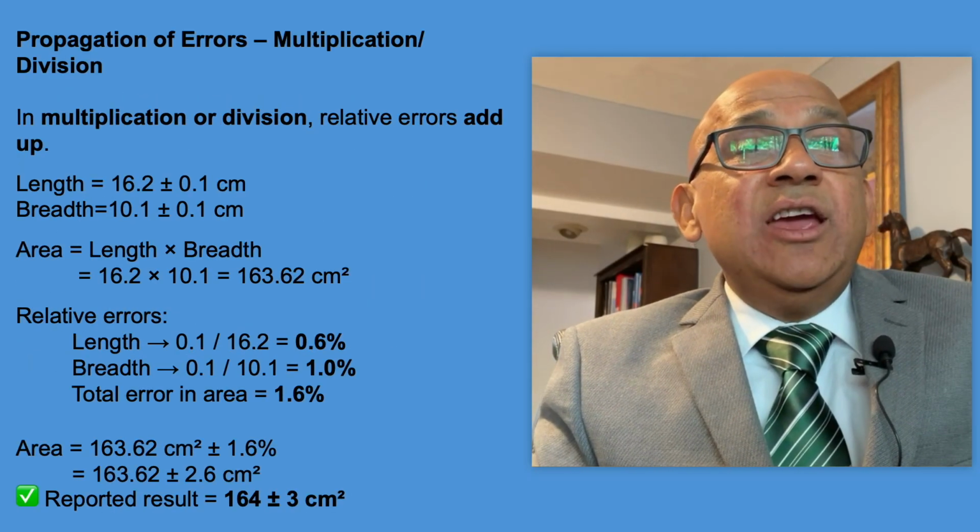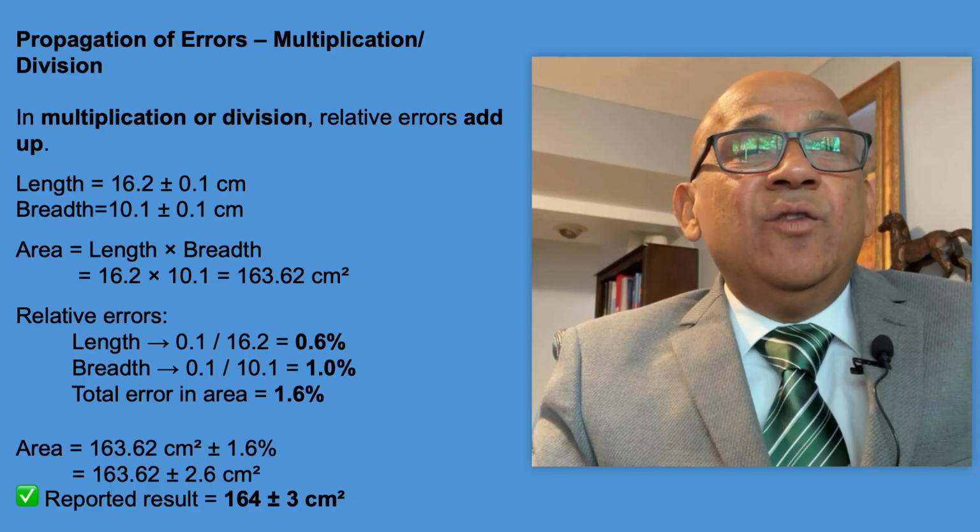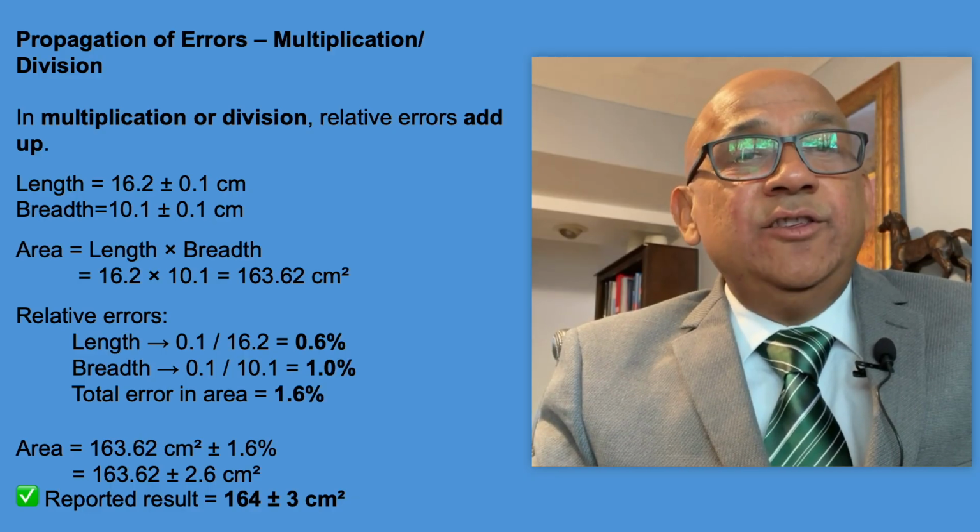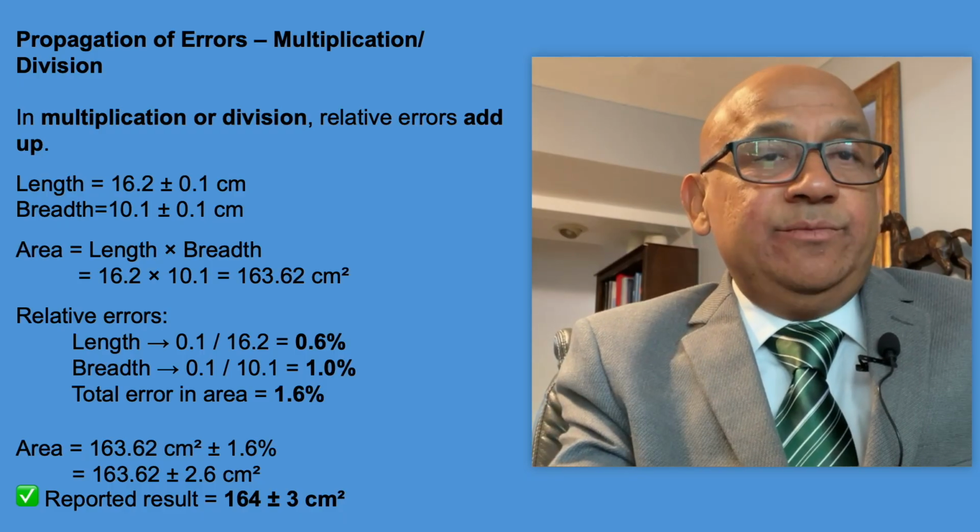So now let us see how the errors propagate. When we do multiplication or division, relative errors add up.